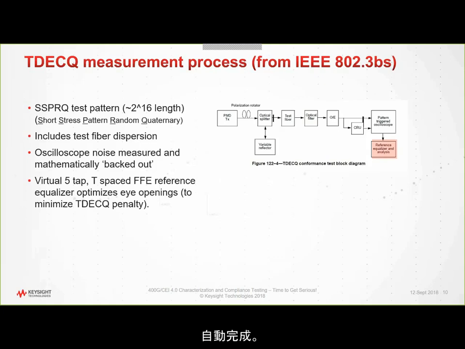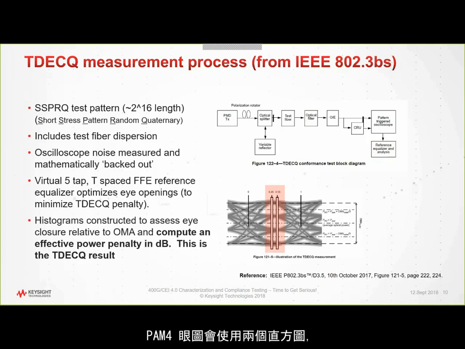It's done automatically. And then you apply a virtual 5-tap T-spaced FFE to optimize the eye opening in order to minimize the TDEC-Q penalty. So on that PAM4 eye diagram, there's 2 histograms that are applied, and it's very specific. It's called out in the standard. And essentially what we do is take the samples and compute an effective power penalty in dB. And this is your TDEC-Q result. So the smaller the number, the better or more ideal your transmitter is.